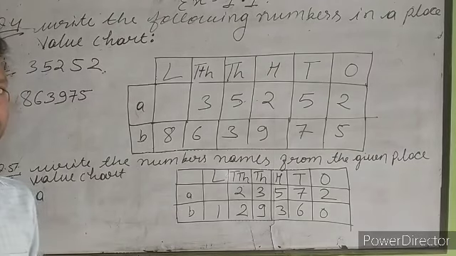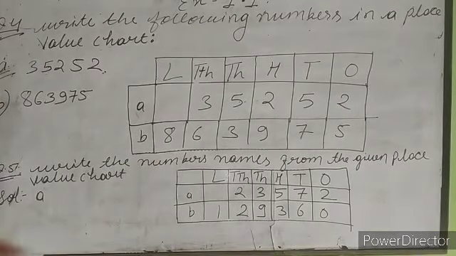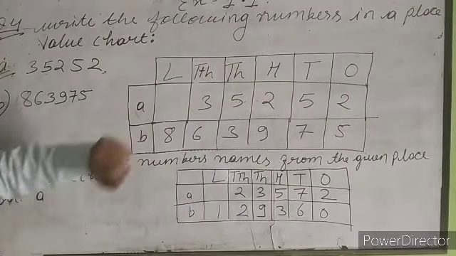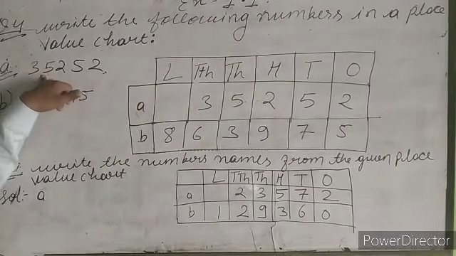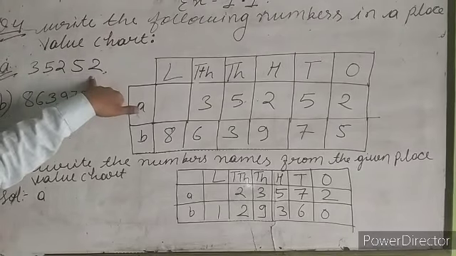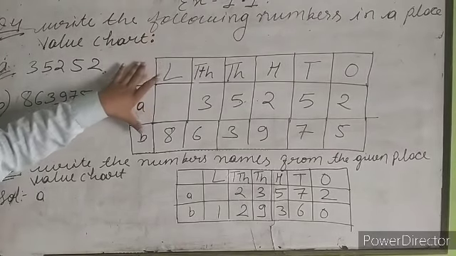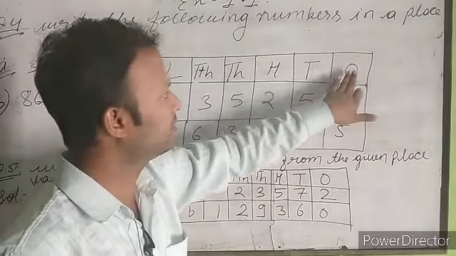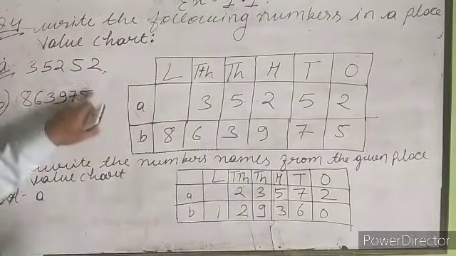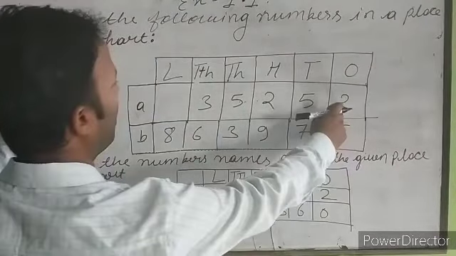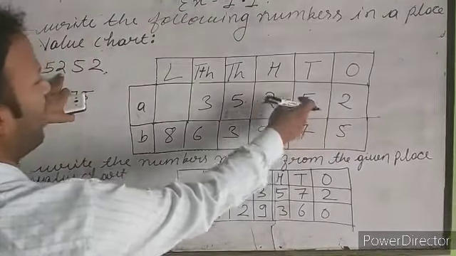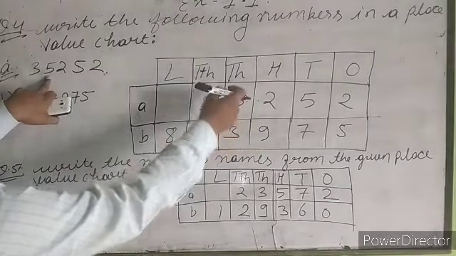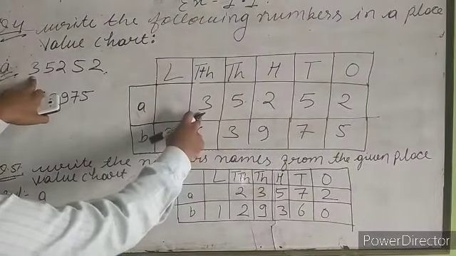So good morning students, again we are here at question number 4. Write the following numbers in a place value chart. Here it is written 35,252. You just have to make a chart like this: lakh, 10,000, 1,000, 100, 10 and ones. So here you can see how many ones are there, 2, how many tens are there, 5, how many hundreds are there, 2, how many thousands are there, 5, how many 10,000s are there, 3.